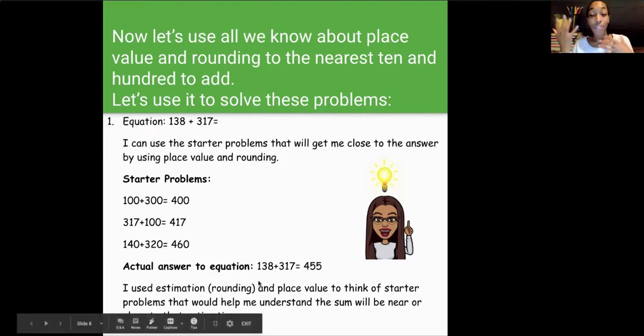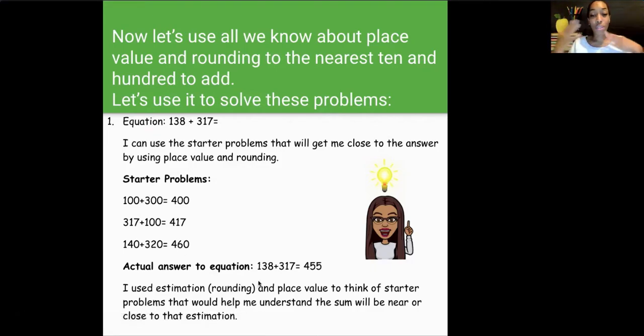So I used place value, right? I rounded to my hundreds and my tens. I used rounding to help me create my starter problems, to help me think of where my final sum was going to be close to.